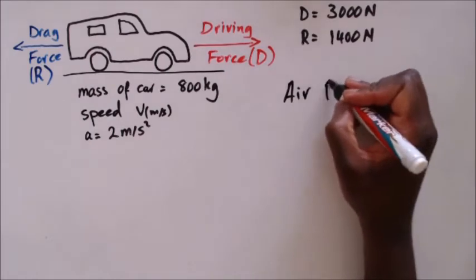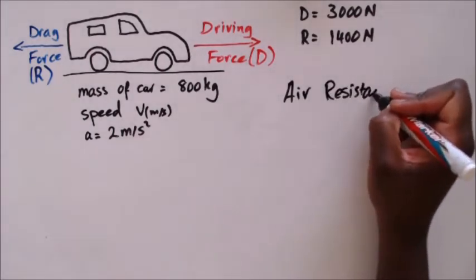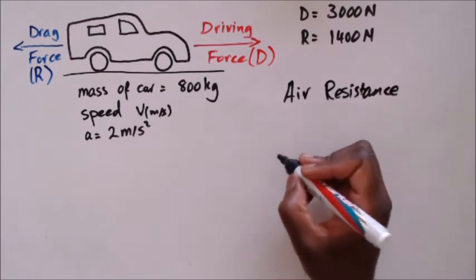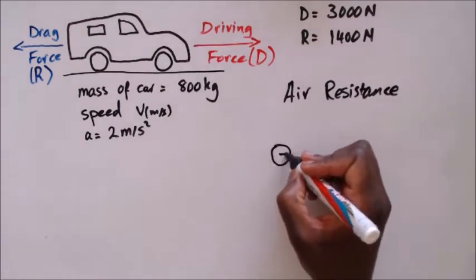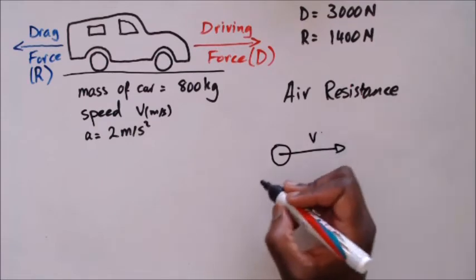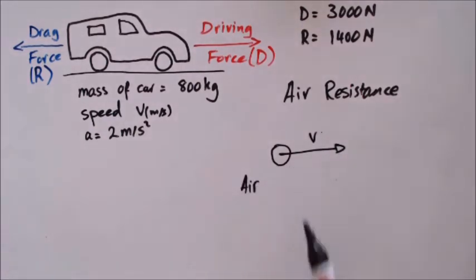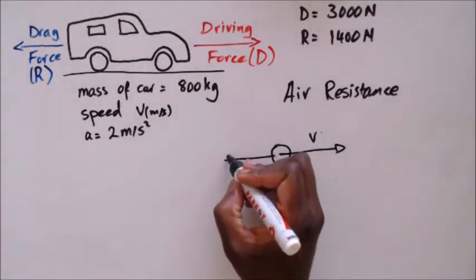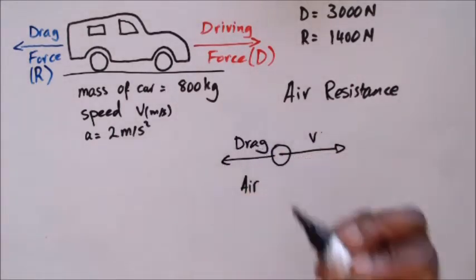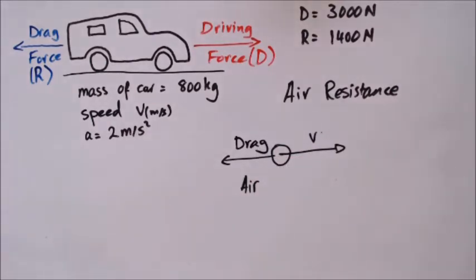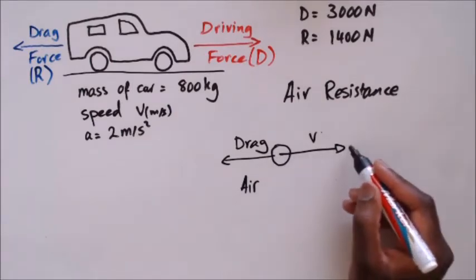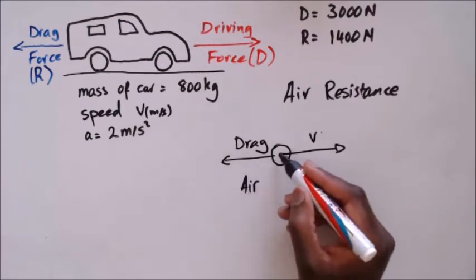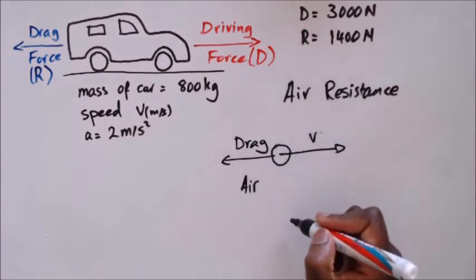And air resistance occurs because any body which is moving through the air, so if we've got a body with a velocity v and is moving through air, is going to be pushing aside air molecules, and those air molecules will exert a drag force on that body. And the nature of air resistance is that air resistance opposes the direction of motion. So if this body is moving towards the right, air resistance will be towards the left. If it is moving up, air resistance will be downwards.